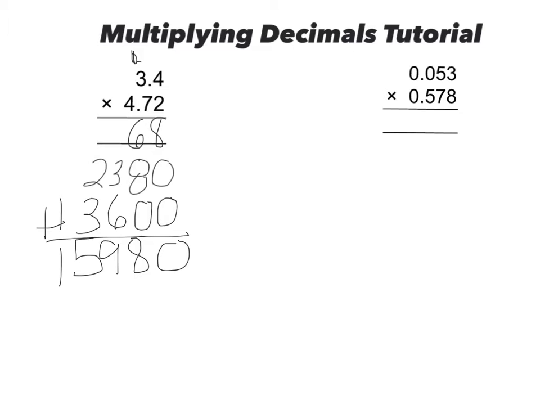Step 2, it said to count the place values and combine them. So in the first one, 3 4/10, I have 1 place value. And then in 4 72/100, I have 2. So this would be 1, 2, 3. So I would need to have 3 numbers in my place value. So I get 15 980 thousandths, or you could even rewrite this as 15 98/100 since the 0 does not have to be there.